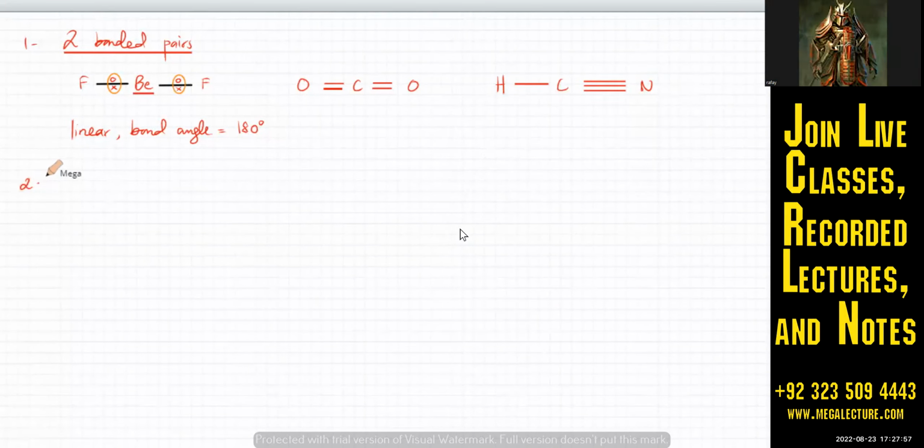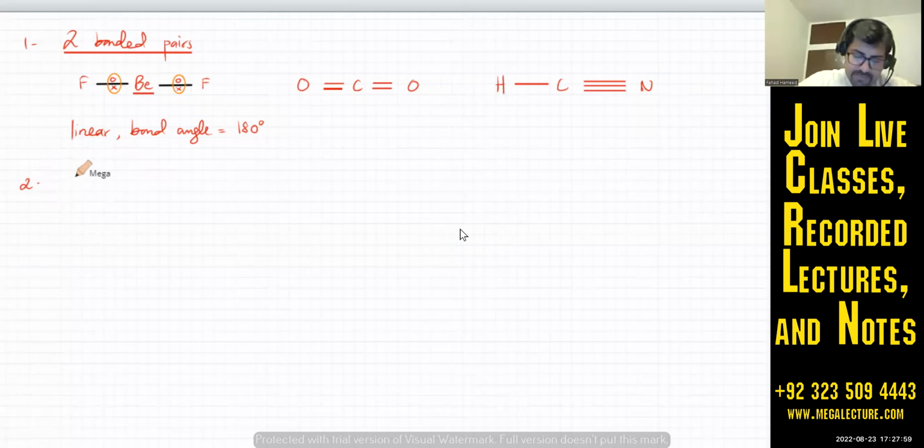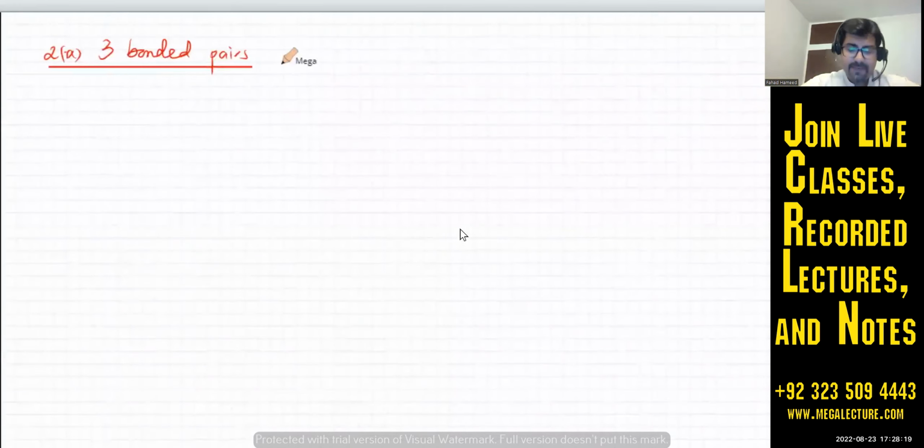Yes sir. As a second part, what if you have three bonded pairs? Let's make this part A of the second. So you've got three bonded pairs. What will happen in this case? That's going to be fan shaped. An example of three bonded pairs is AlCl3.